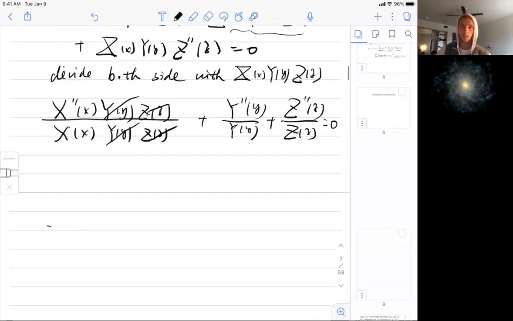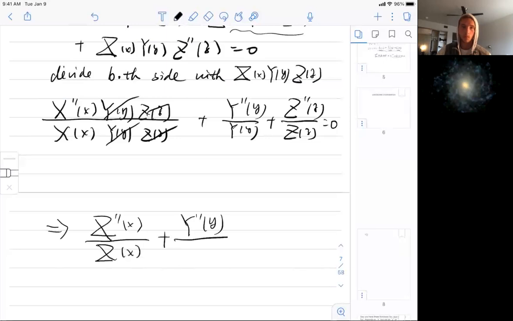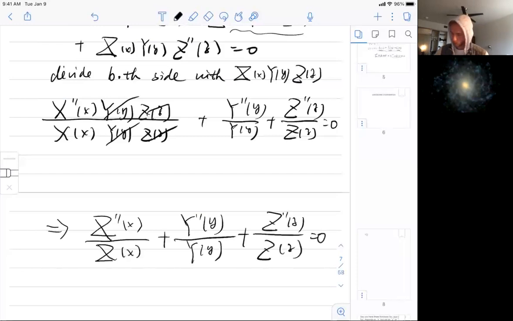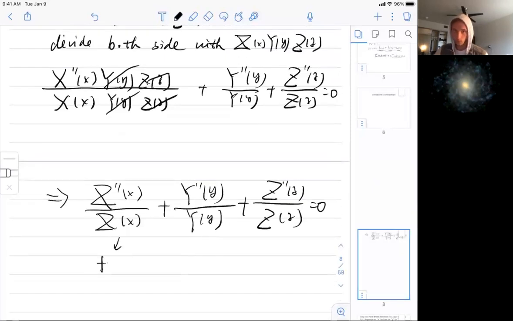Okay, so I got this plus this plus this equals 0. You can see this is a function of x, this is a function of y, and this is a function of z. At this point, you might wonder, well, I don't see how you simplified our solution. It still looks very complicated.